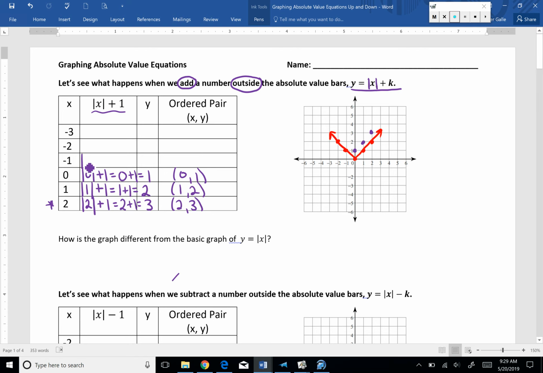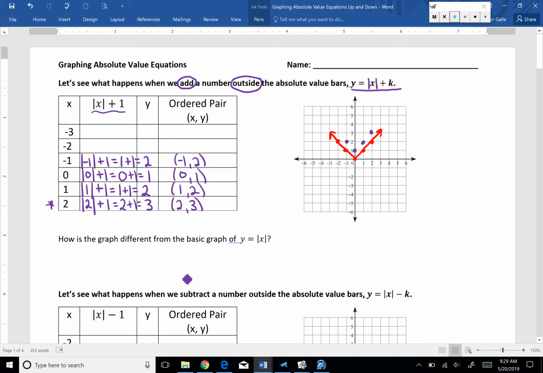So let's move to the negatives. Negative 1 goes in for x. The absolute value of negative 1, remember, absolute value means a distance. So the absolute value of negative 1 is 1. 1 plus 1 is 2. So we get negative 1, 2. Now our graph's starting to turn the other way. Now we're starting to get that V shape.